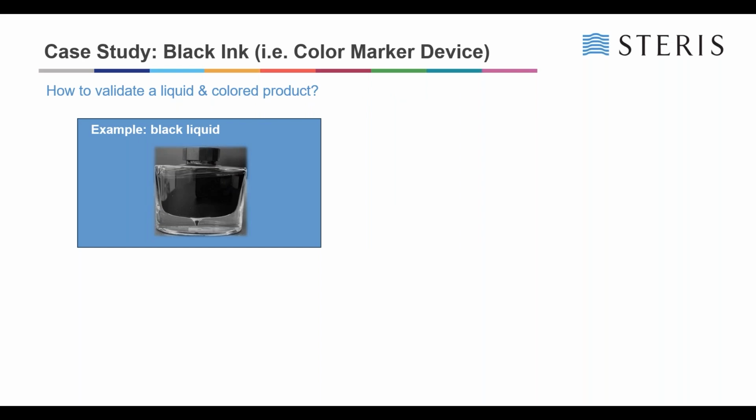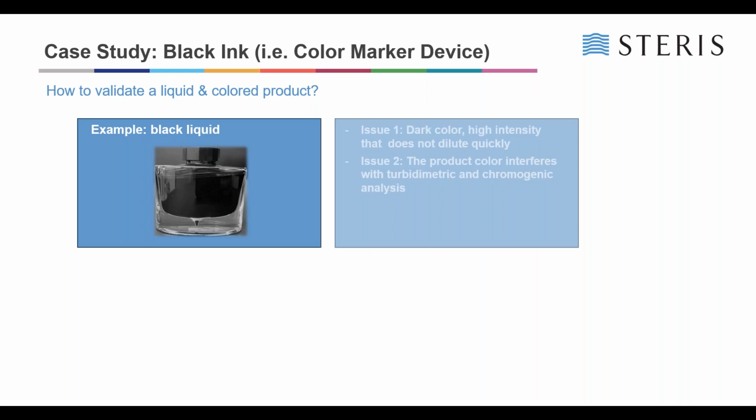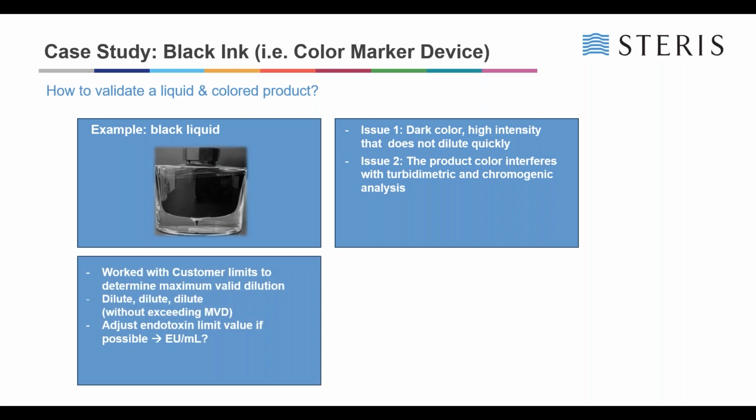Our next case study is on a black ink or some sort of color marker device. And you can see our example there. So a couple issues here. One was the dark color of the ink didn't allow for a quick dilution to prevent seeing the dark color and the turbidity that caused. The second issue is that this causes interference with our turbidimetric methods and chromogenic analysis, as the color would inhibit chromogenic or turbidity from being observed.